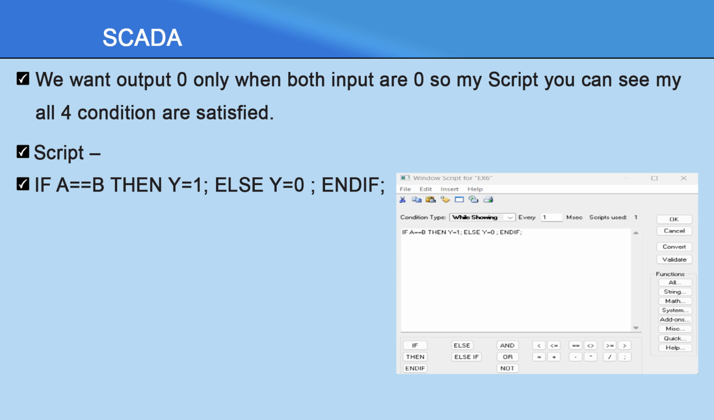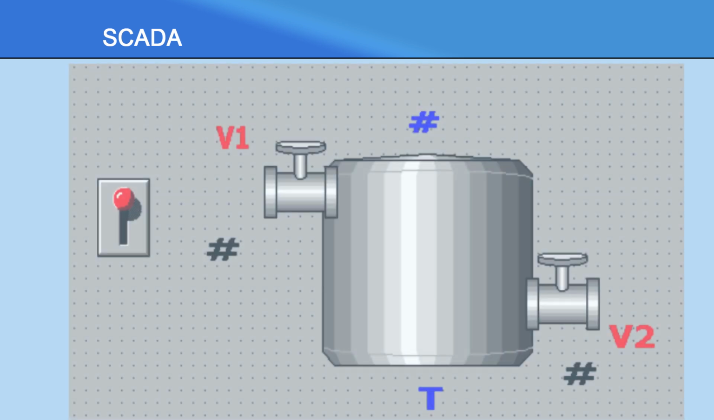If A is equal to B, then Y is equal to 1, else Y equal to 0. And how can you end the script? By including END IF in your script. So if A is equal to B, Y equal to 1, else Y equal to 0, end if. So this is how we can implement the XNOR gate in our circuit. Now we will take another example to get a better understanding of the script.